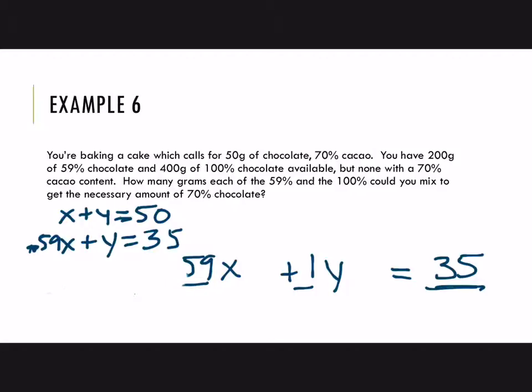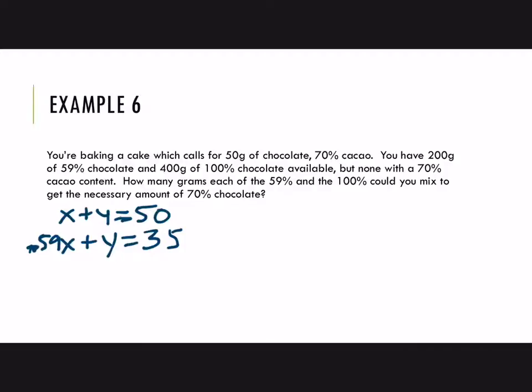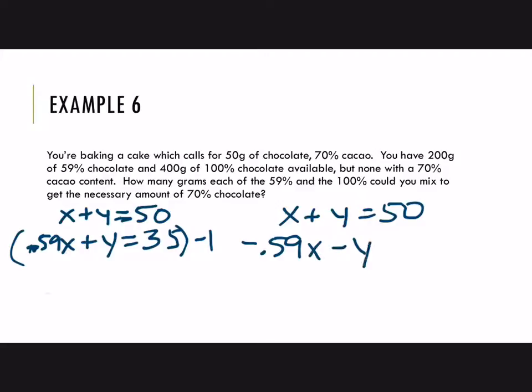Now this is another system of equations, and we could use substitution or elimination. I reviewed substitution in the last example, so I'll use elimination here. And the y's already have the same coefficient, a 1. So what I really just need is for one of them to be a negative sign. So I'm going to multiply the second equation by a negative 1. I'm going to end up with x plus y equals 50 still. But the second one is going to be minus 0.59x minus y equals negative 35.